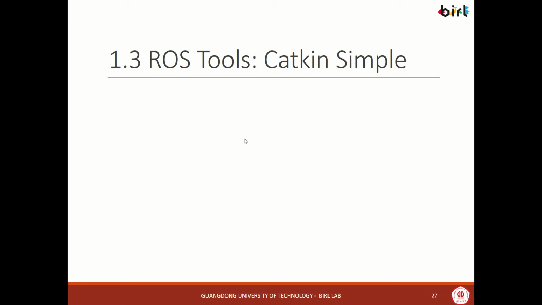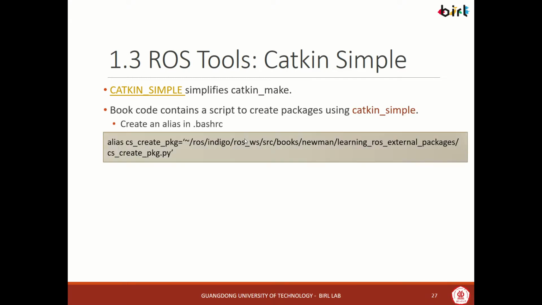Okay, and now I'm going to talk about another ROS tool called Catkin Simple. Catkin Simple is a package that simplifies catkin_make considerably. Okay, our book has code for a script that can create packages using Catkin Simple. That means that when we create a package, the CMakeLists.txt file will be slightly modified to use catkin simple.